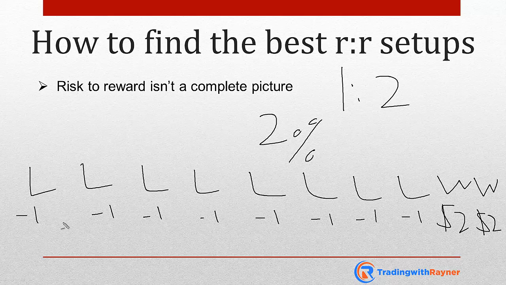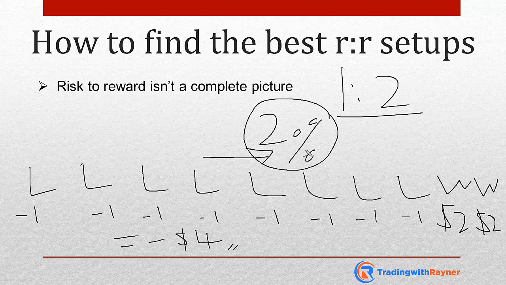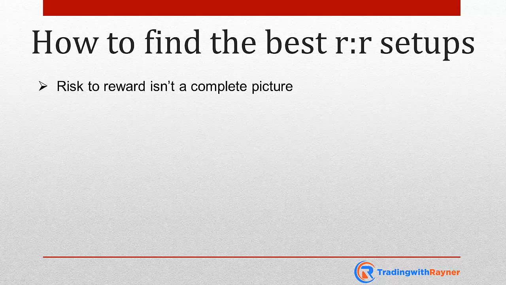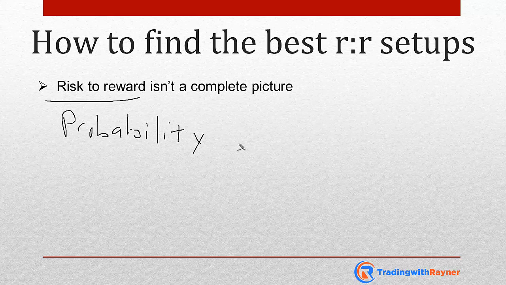So you can see that in total, you add all your losers and winners together, you are going to be down a total of $4. You're losing money with a 1 to 2 risk to reward. Why is that? Because your winning rate is insufficient. So this is why I say that your risk to reward isn't a complete picture. What you need is both your risk to reward and the probability of the event occurring, otherwise known as your winning rate. These two combined will give you the complete picture, whether you have a positive expectancy in the market.